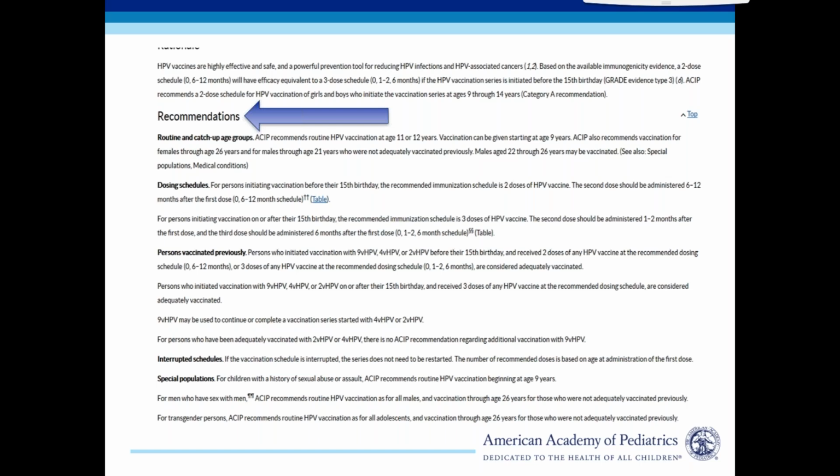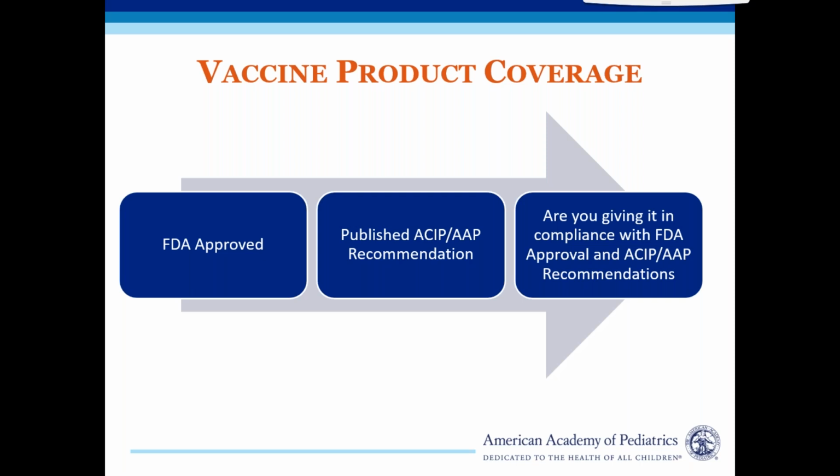Those are found within that article I mentioned that is posted in the Morbidity and Mortality Weekly Report, the MMWR, which are always found online at that website through the CDC ACIP. You're going to look for the section marked recommendations. That's where you're going to find all the information you need to make an educated decision on when to be vaccinating your patients and if they are routine recommendations.